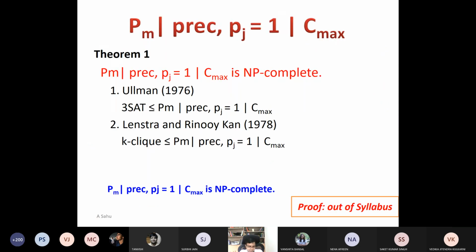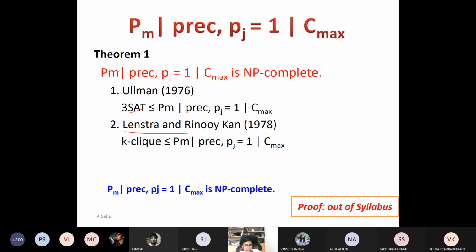So this thing, P M, prec, p_j equal to 1, Cmax, this problem we have already discussed. This problem is proved to be NP complete. So M identical machines, tasks are arranged in general precedence or DAG format. Execution time of all tasks is 1. And what do we want to optimize? Cmax, so minimize the overall execution time. And this problem is proved to be NP complete, proved by Ullman in 76 and Langston in 78.